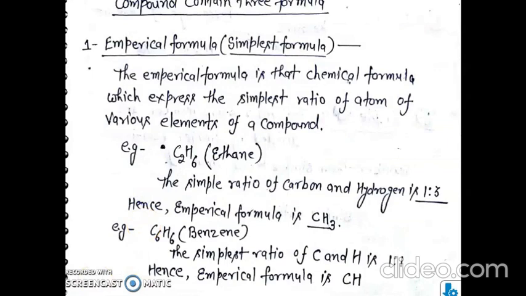ethane. The formula of ethane is C2H6. The simple ratio of carbon and hydrogen is 1:3. Hence, the empirical formula is CH3. The second example, benzene. The formula of benzene is C6H6. The simplest ratio of carbon and hydrogen is 1:1. Hence, the empirical formula is CH.